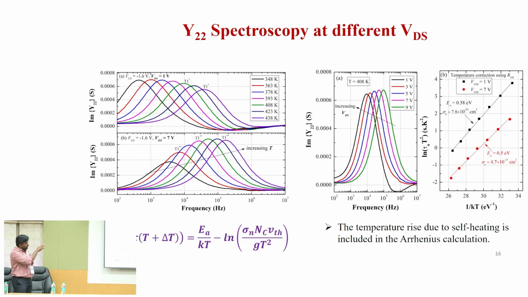Similarly, the same measurements are done by using Y22 measurement. So in the earlier case, we populated traps by switching off the field voltage, then we switched to a semi-on bias voltage, and then we measured the transient.